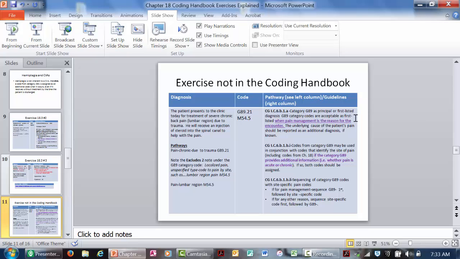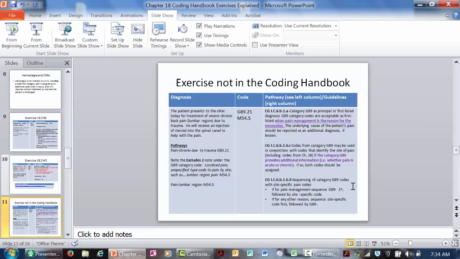You're using G89 as your first listed, and that's acceptable because pain management is the reason for this person's encounter, and the underlying cause should be reported as an additional diagnosis. And this one also applies. Codes from category G89 may be used in conjunction with codes that identify the site of the pain because it provides additional information. This M54.5 does not tell the reader if it's acute or chronic. So the G89.21 code, chronic, gives the coder more information.